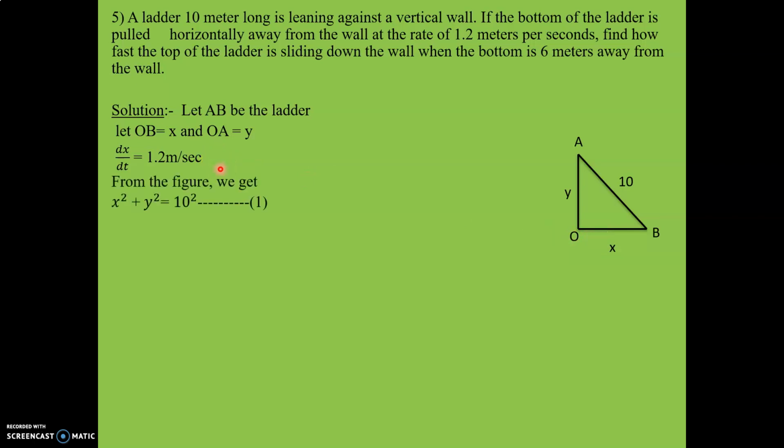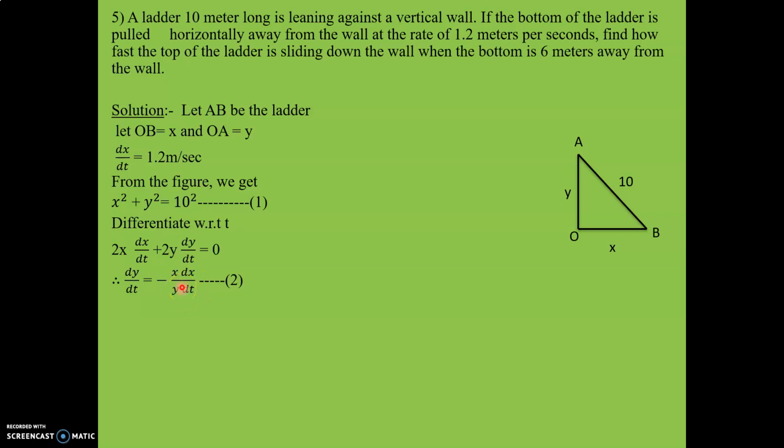From the figure we get x² + y² = 10², because we don't know the value of x and y here. By using Pythagoras theorem, x² + y² = 10². Differentiating with respect to t, 2x dx/dt + 2y dy/dt = 0. Now dx/dt is given, so we can substitute that value. But before that I have to adjust this one. So dy/dt is equal to minus x/y times dx/dt.